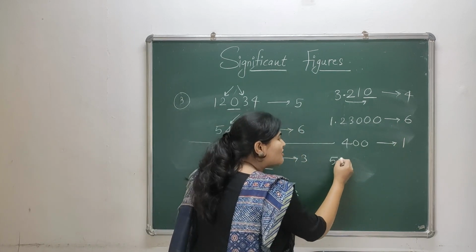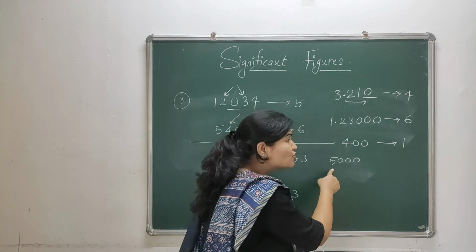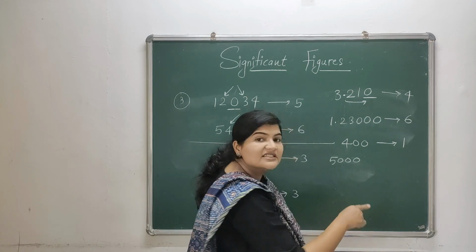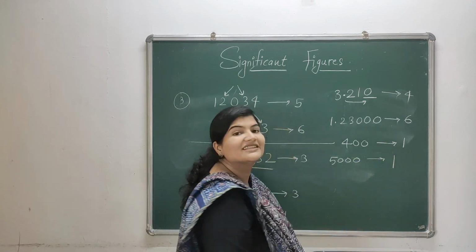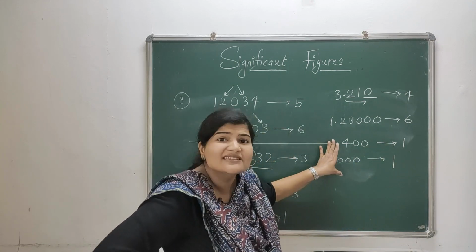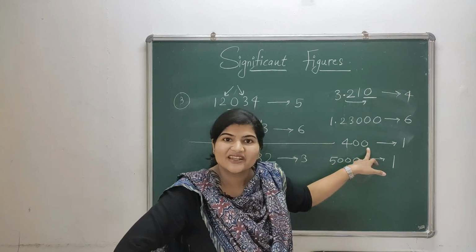Suppose I am having 5000 as a number. How many significant figures will it have? There is no decimal point. So these 3 zeros become non-significant. So there will be only one significant figure. Now why is this so? You must be wondering why we are not counting these zeros, right?